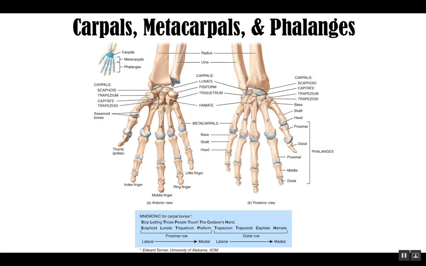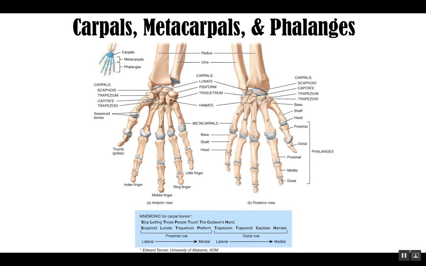Most important thing is to remember that there's 8 of them in each wrist, so there's 16 total in the human body. They're all short bones. They're very small. They articulate with one another, the radius, and also metacarpals. And they're each named based on their shape.